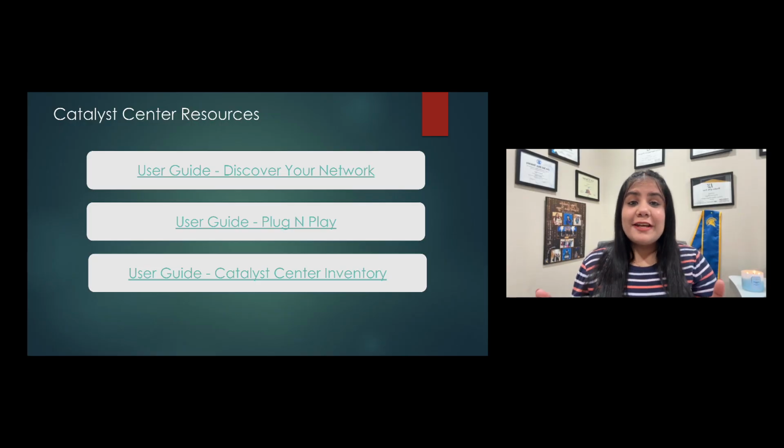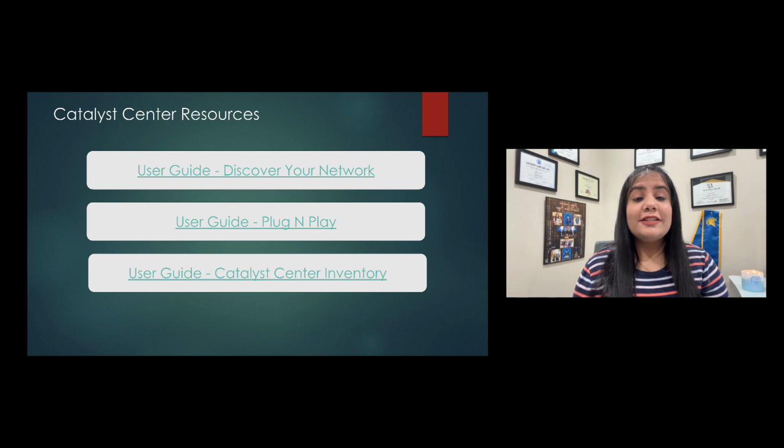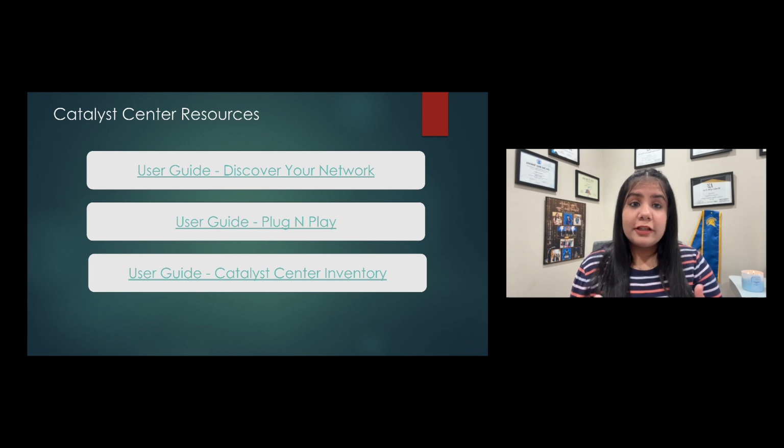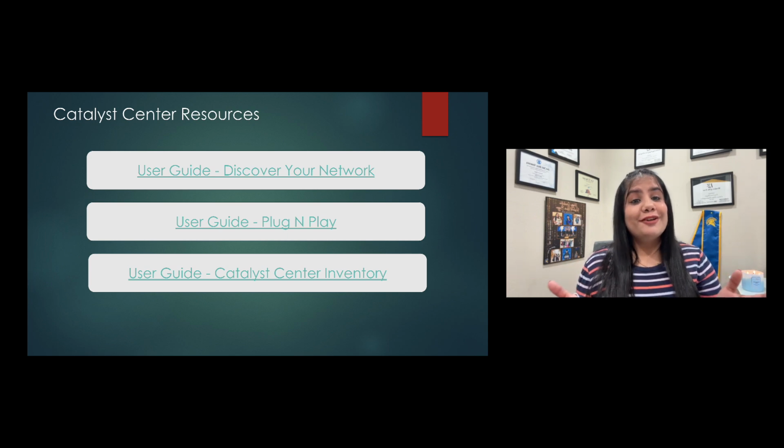Right, so that was the demo on how to add devices. I also wanted to share with you some Catalyst Center user guide links if you want to learn more in detail about other ways to discover devices, like PnP and via inventory. Please let me know if you would like me to create videos for them.